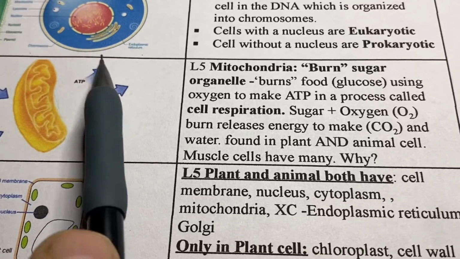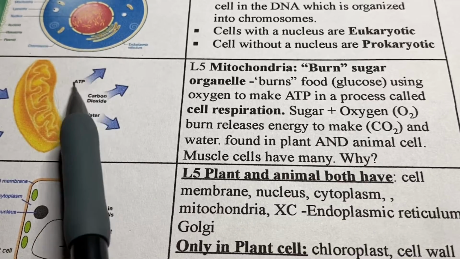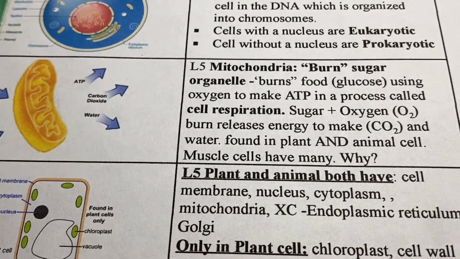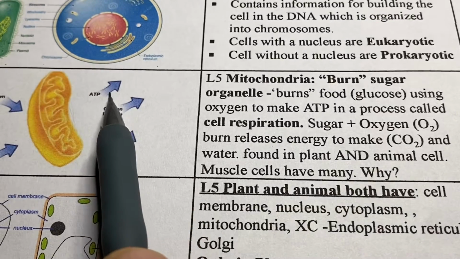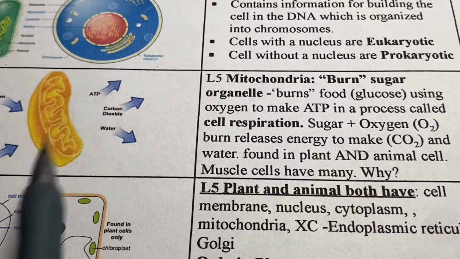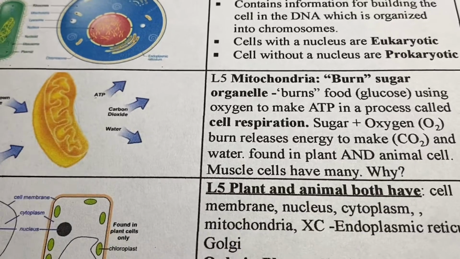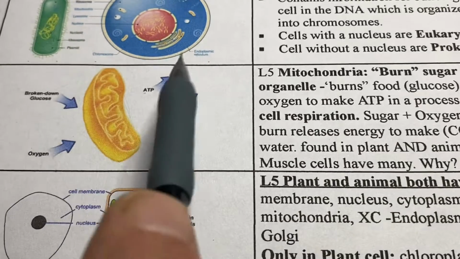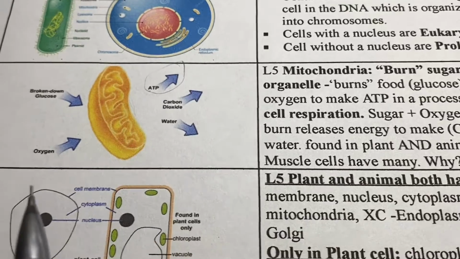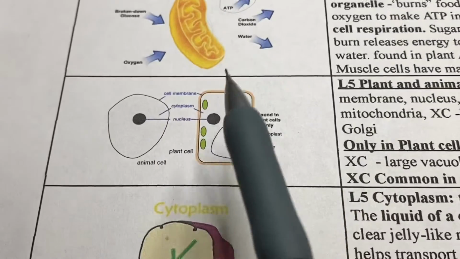Only for the extra challenge part, there's this cool molecule called adenosine triphosphate, or ATP, and it's a little chemical battery that gets charged by the mitochondria as it releases the energy from the sugar, and it basically goes around as a little battery and powers all the organelles. It's a very cool little molecule.